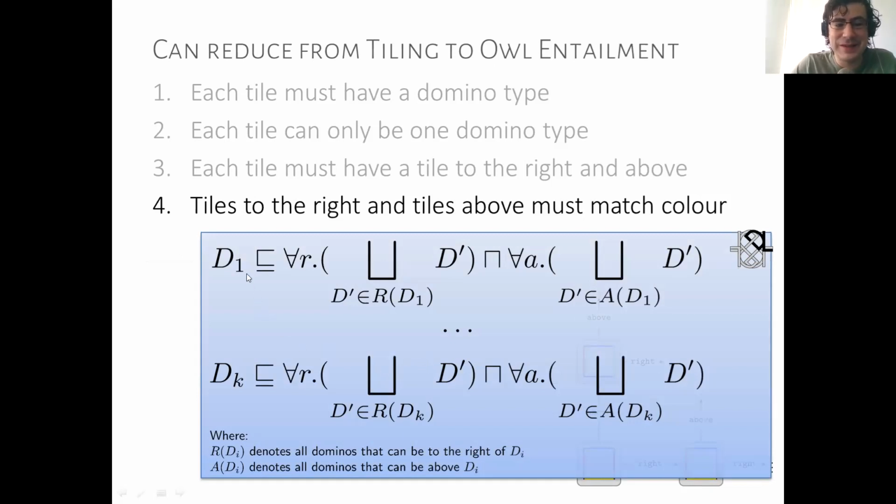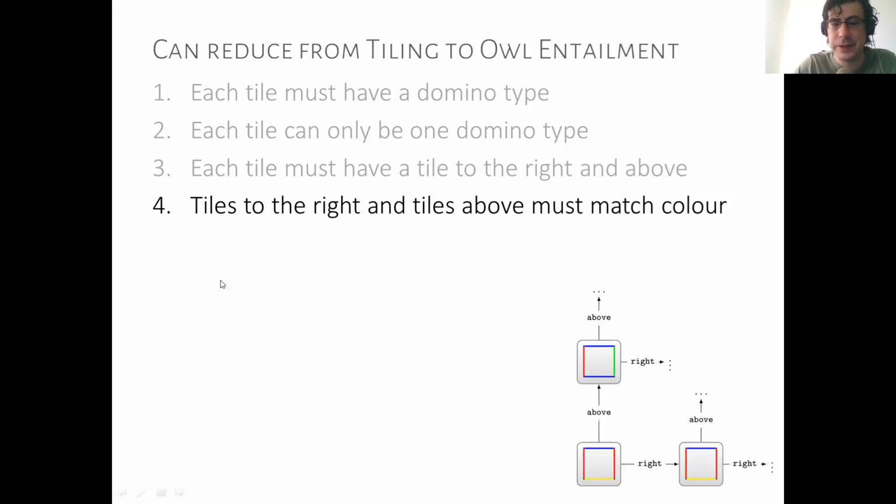Essentially what we're saying is that for every domino type, for example domino type 1, we're defining all of the values that it can have to the right, and all of the dominoes that it can have above.